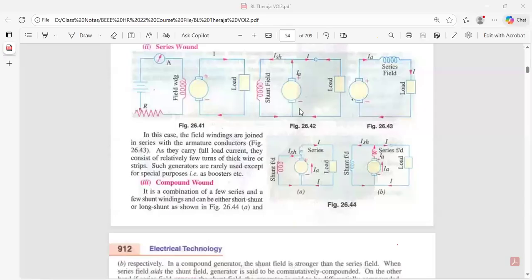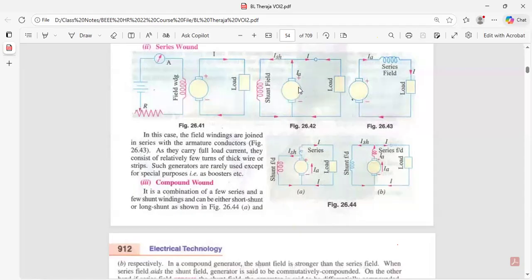See the equivalent circuit of the winding. Figure 26.42, you can observe. Here, this is the armature. This circular part is the armature. Inside this circular part, one winding is there. This is the field winding. Totally two windings. The field winding is on the poles to generate the flux.